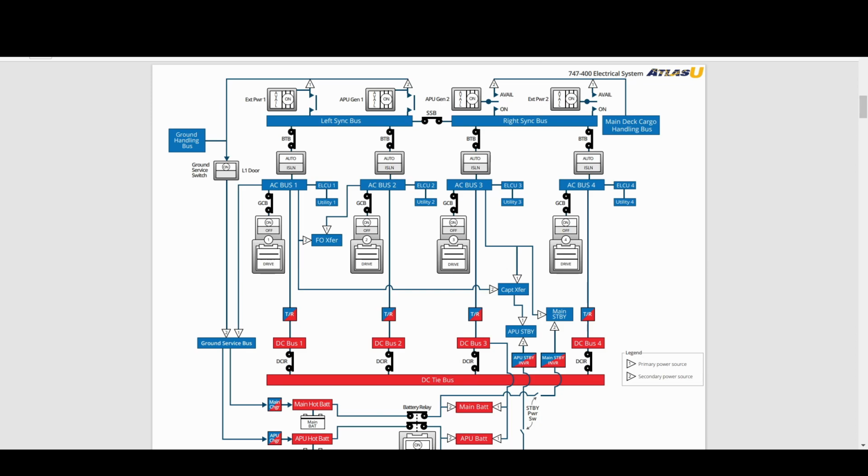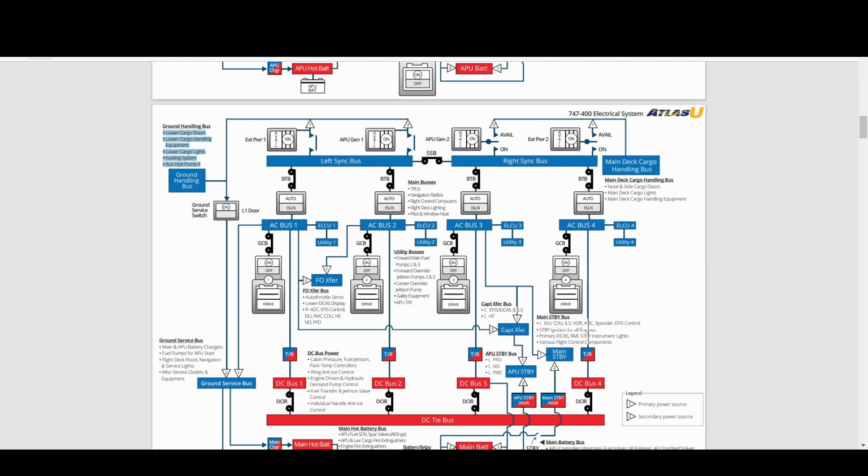What items are powered by the ground handling bus? Lower cargo doors, lower cargo handling equipment, lower cargo lights, fueling system, auxiliary hydraulic pump 4.